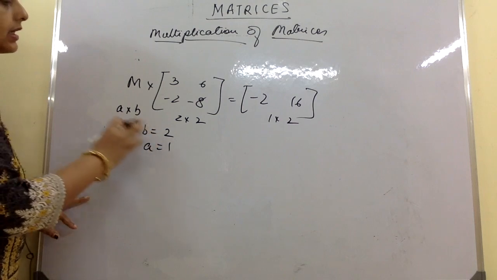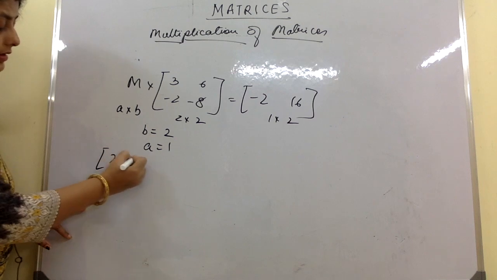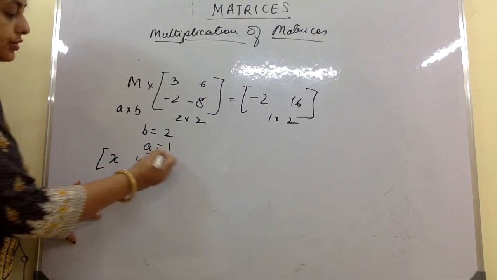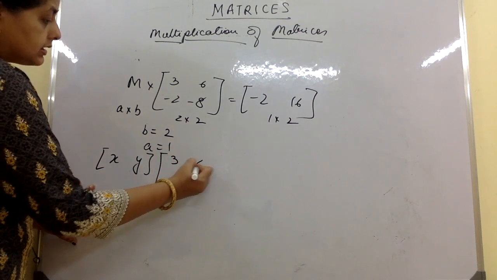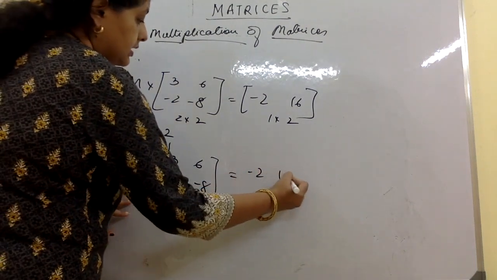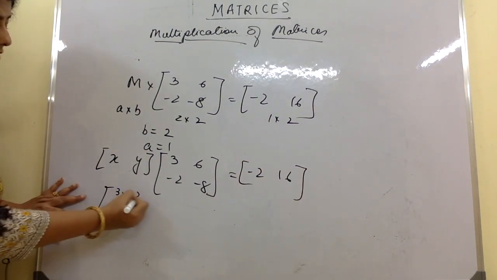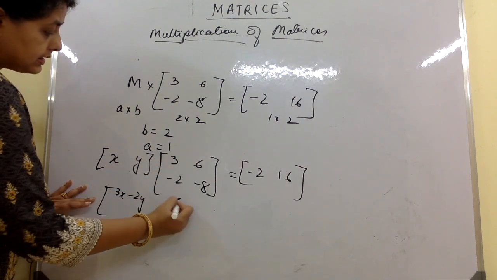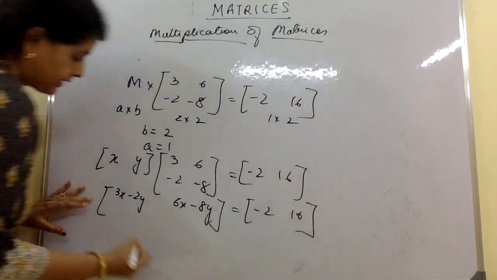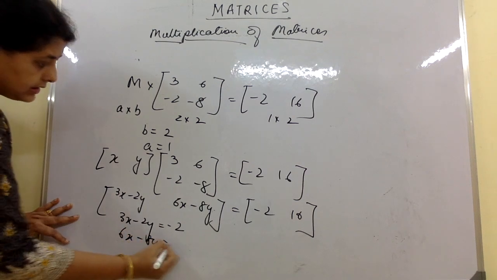Now once I have decided on the order of this matrix, I'll be writing it. I am writing x y, means columns is 2 and rows is 1, and then here 3, 6, minus 2, minus 8, and that is equal to minus 2, 16. Now I shall start my multiplication. 3x minus 2y, and then it goes 6x minus 8y, and that is equal to minus 2 and 16. 3x minus 2y is minus 2. 6x minus 8y is 16.